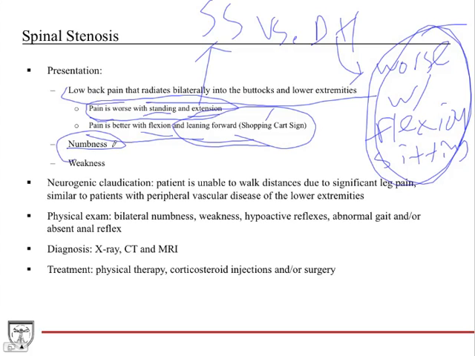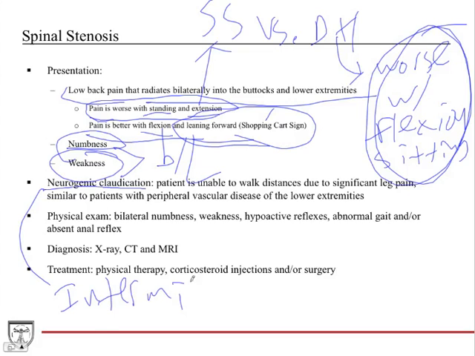Again, since you're dealing with the nervous system, numbness, weakness as well. This is usually also bilateral, okay? Neurogenic claudication. Now, this is a unique presentation of spinal stenosis. You will never see something like this with disc herniation. So what does this mean? You may have heard of intermittent claudication, okay?